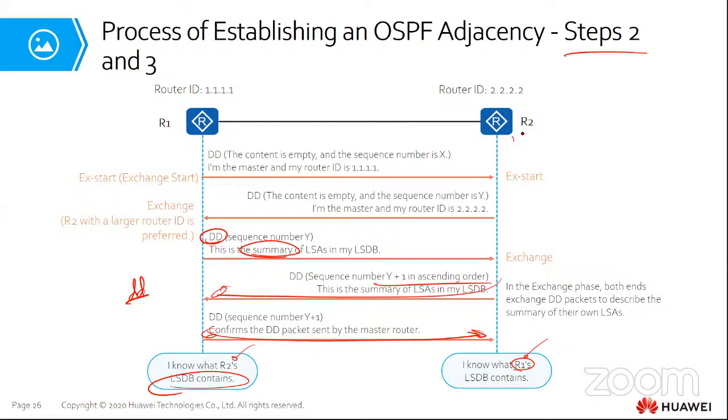Now we know that router 2 is the master. Why? Because it has a larger router ID. We know that router 1 is the slave. Why? Because it has a smaller router ID. Then we shall proceed to step 4.